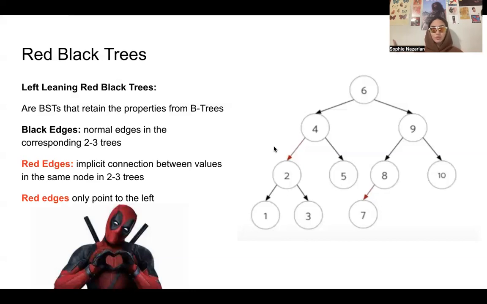This is how it retains the 2-3 structure. One other key note to remember is that red edges are only going to be pointing to the left. This is because this is a left-leaning red-black tree. So red edges on the left.